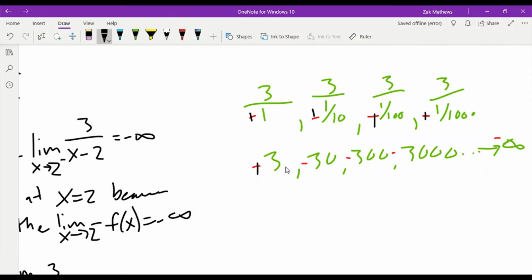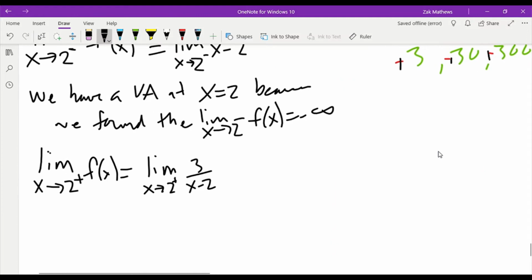So in this case, all the numbers are going to the positives. We do get a positive infinity. And so this, again, would show us that we have a vertical asymptote. If this hadn't been infinity, it doesn't mean it's not. It just means it only worked from one side.